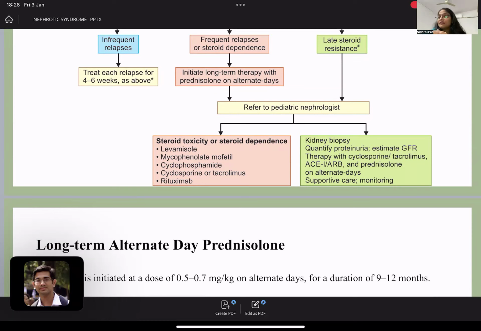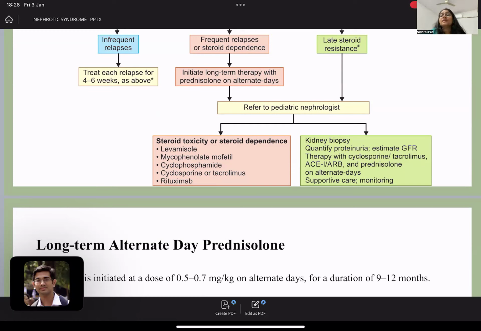It is also given on alternate day. I don't think you might need to learn the doses of all the other drugs. So this is how we go on with this. There are some other drugs that we can definitely use for steroid dependence.